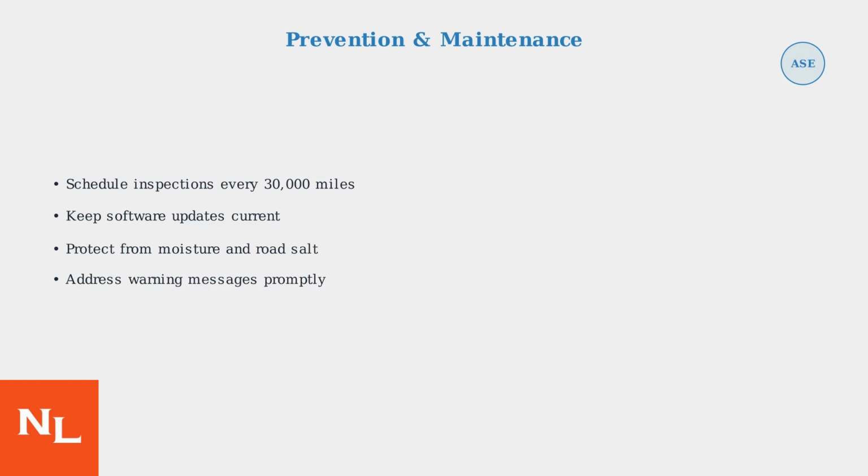Prevention is key to avoiding steering assist faults. Schedule steering system inspections every 30,000 miles and keep software updates current through dealer service. Protect your vehicle from excessive moisture and road salt exposure and address warning messages promptly to prevent system damage.